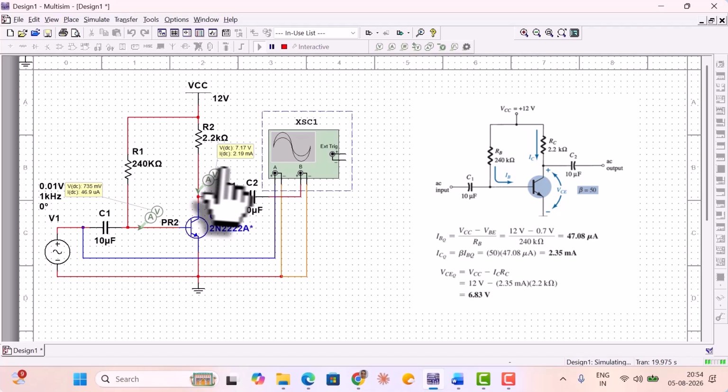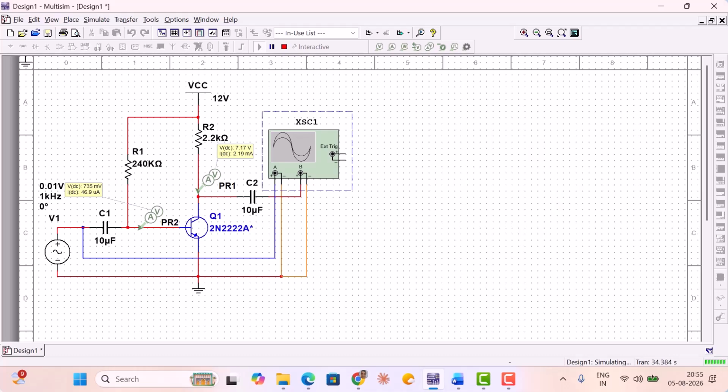The collector current in the simulator is 2.19 milliampere, whereas the manual calculation showed it to be 2.35 milliamp. And the collector voltage in the simulator is 7.17 volt, whereas the manual calculation showed it to be 6.83 volt. These variations are to be expected among manual calculation, simulation, and in the actual circuit formed with physical components.